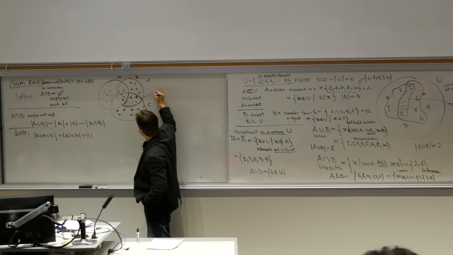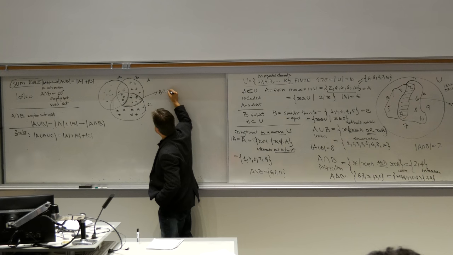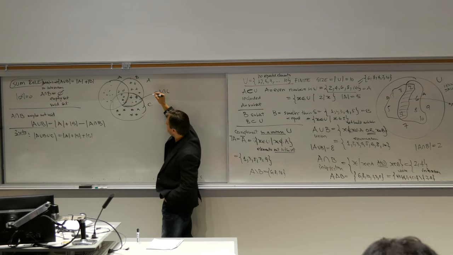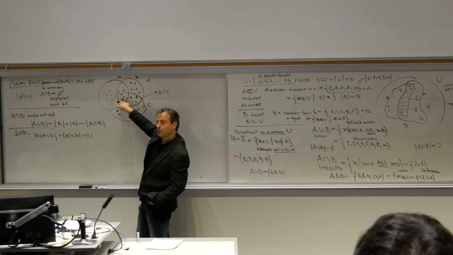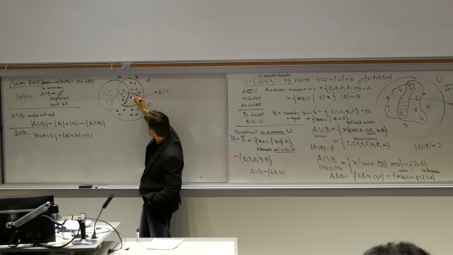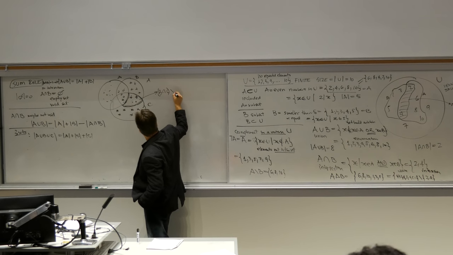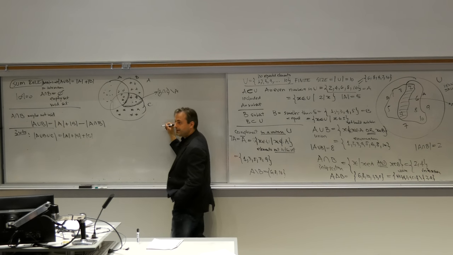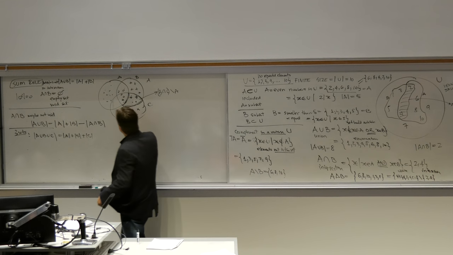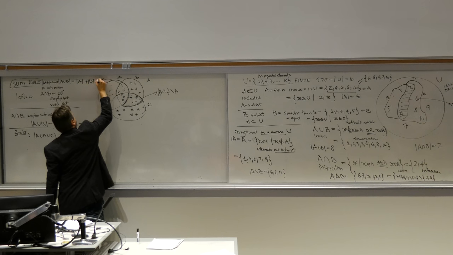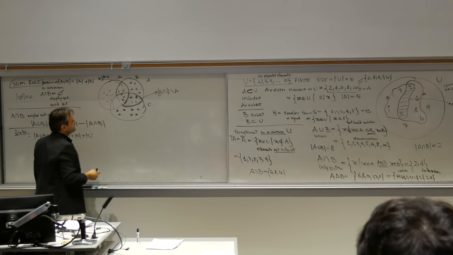What is this? This is B intersect with C, but not just B intersect with C, right? B intersect C, it's here too. So what is just this chunk in here? This is B intersect with C minus A. How about this chunk over here? This is A intersect with B minus C.